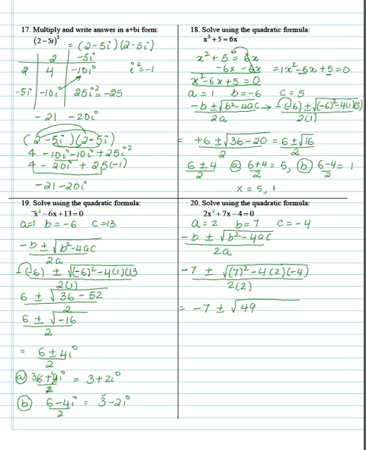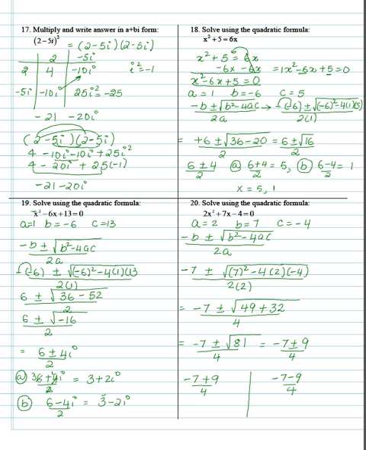49, 7 squared. Negative times negative 4 is 16. 16 times 2 is positive 32, over 4. That's equal to negative 7 plus or minus the square root of 81, over 4. So that is equal to negative 7 plus or minus the square root of 81, which is 9, over 4. Two cases: negative 7 plus 9 over 4, and negative 7 minus 9 over 4.